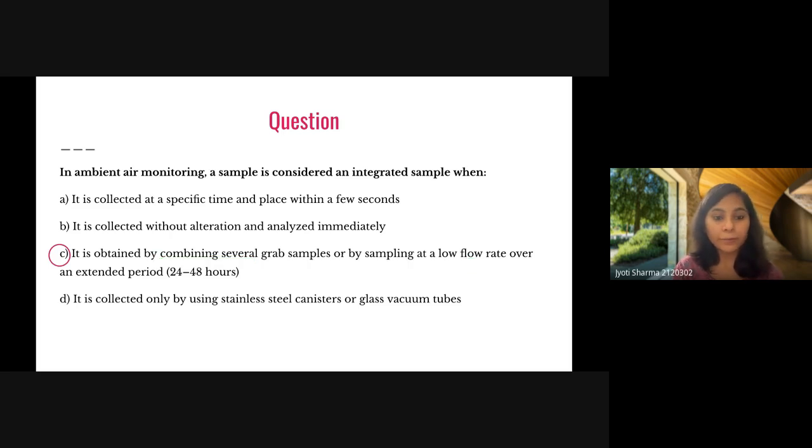If you have any problem, you can let me know. If you are thinking that C should not be the answer, and A, B, or D may be the answer, you can let me know. Then I will try to explain why these are not among the right options.